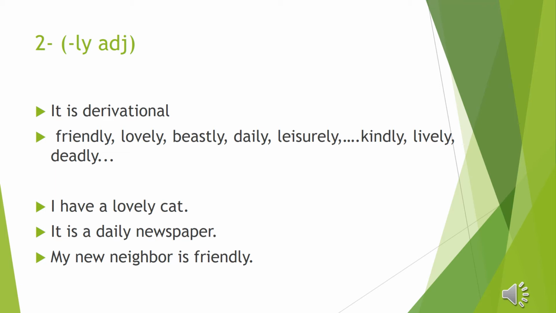My new neighbor is friendly. In this example, friendly is an adjective. It comes after the verb be, and it describes the noun neighbor. We are talking about my new neighbor who is friendly. So I'm describing my new neighbor as friendly. So because friendly describes the noun neighbor, and because it comes after the verb be, which is one of the positions of adjectives in English, friendly is an adjective. And the ly in friendly is ly adjectival.